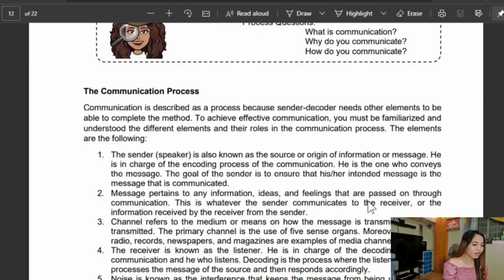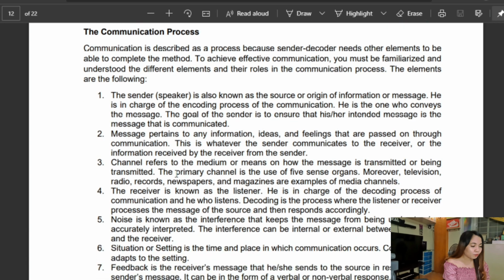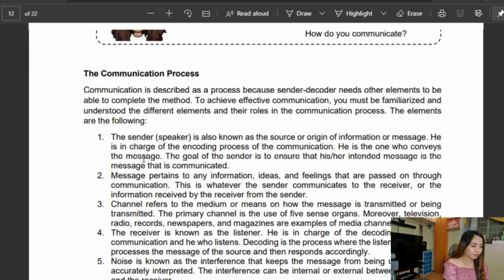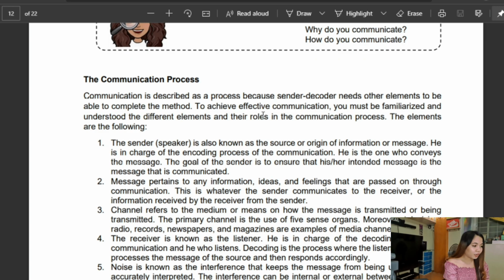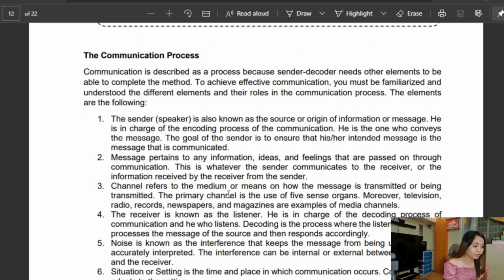Next, we have the process of communication. For this one, we actually have different elements here. We have 7, which we will discuss one by one. The process of communication refers to the different elements which are needed in order for us to complete the communication process. Without any of the following, there is no communication. So let's have number 1.